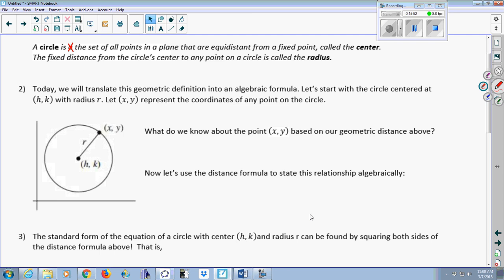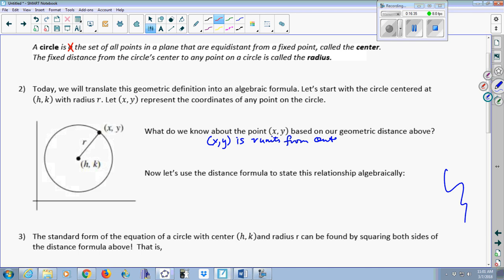So what do we know based on this formula up here? What can you tell me about the point x, y based on our geometric distance above? Someone other than Jackson? Bella? And what is the other thing called? Center, right. So we know that the point x, y is r units from the center, h comma k, right? r units from the center.